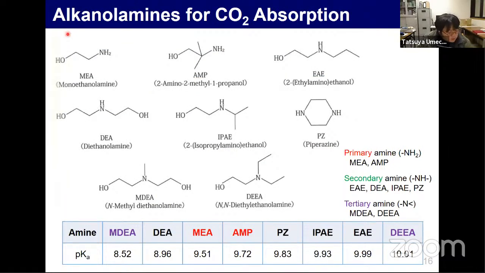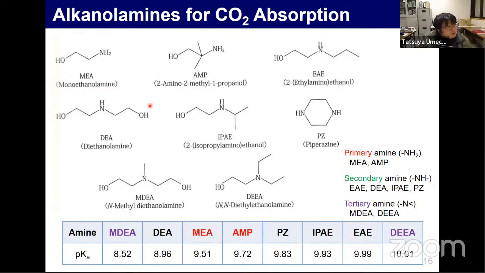Amine structures and acid dissociation constants, pKa, of 8 different amine compounds for the chemical absorption of carbon dioxide are shown here. Amine compounds are derivatives of ammonia and have one or more nitrogen atoms with partially negative charge. Amines are classified into primary amine, NH2, secondary amine, NH, and tertiary amine, N, according to the number of hydrogen atoms bonded to the nitrogen atom.